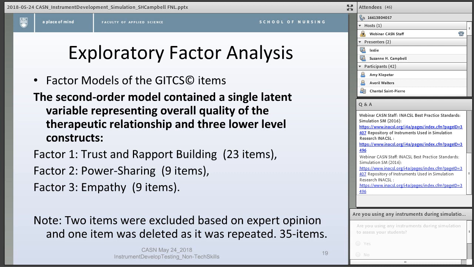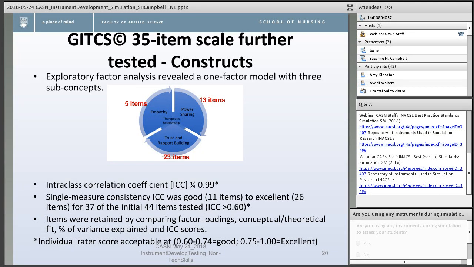When we looked carefully at the scale, we ended up excluding 2 of the items based on expert opinion. They did not load highly on factors. Our expert panel came back and we felt they were covered by other items. And also one, no matter how careful you are, we had the same question down twice. So that ended up with the 35-item scale that we then test.